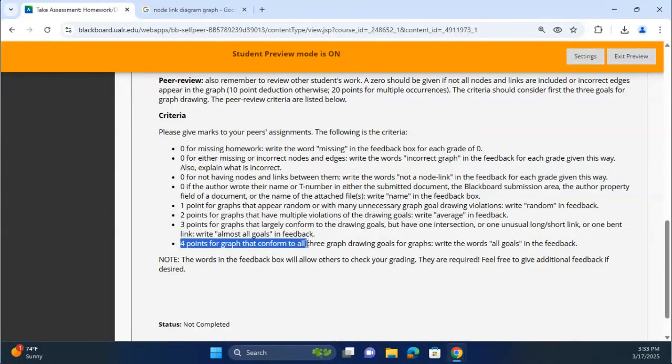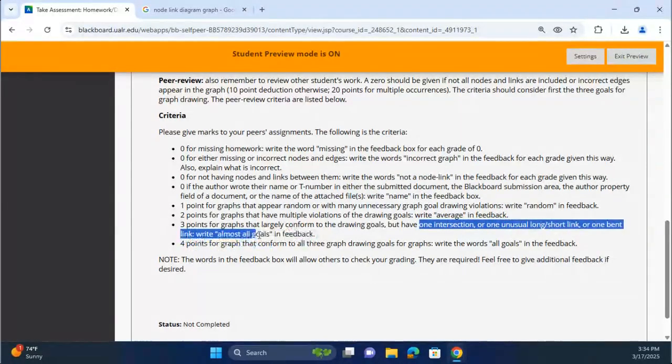So on this one, notice there is no restriction to how many 4s or 2s or 3s you can give. Again, I think this is a more objective criteria that most people should be able to agree on most of the time. Okay, 3 points for graphs that largely conform but have 1 intersection or 1 unusual link or 1 bent link.